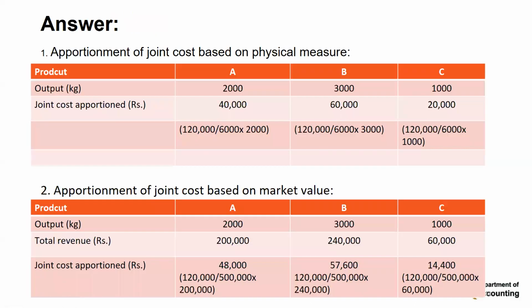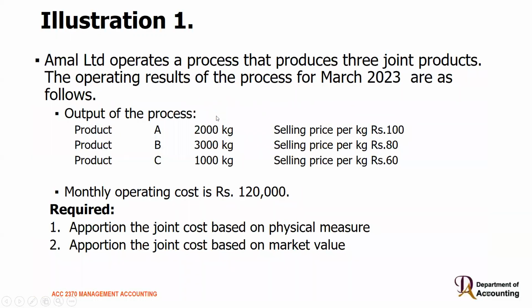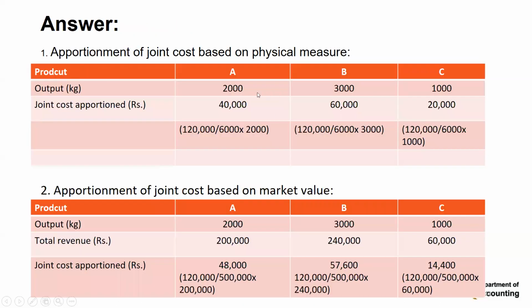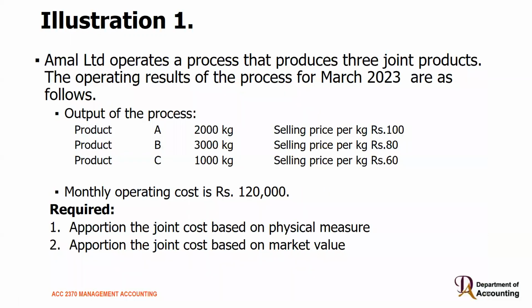Now this is the answer. First one, apportionment of joint cost based on the physical measures. Now you can have products A, B, and C. Since it is based on physical measure, we can have the output in kilograms. So it says 2000, 3000, and 1000 for A, B, and C. And how are we going to allocate the cost? The joint cost to be allocated is 120,000, so you are allocating proportionately.